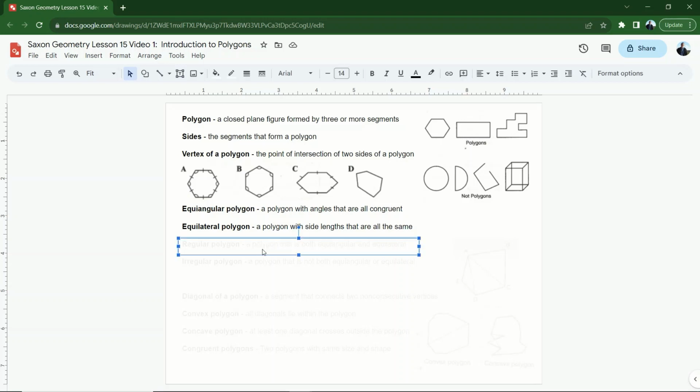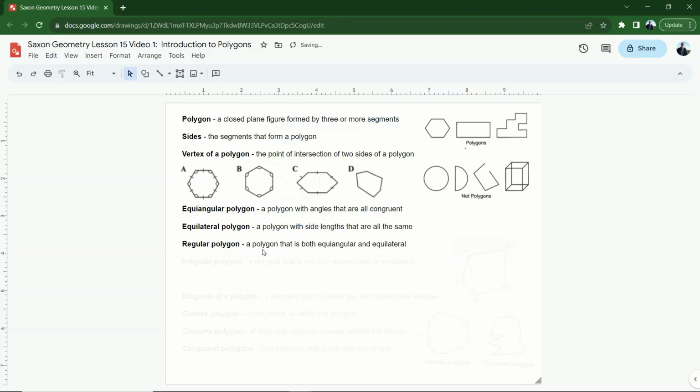All right, now we talked about this before with triangles. A regular polygon is a polygon that has enough fiber in its diet. It's a polygon that is both equiangular and equilateral. Letter A is the one that's provably a regular polygon.